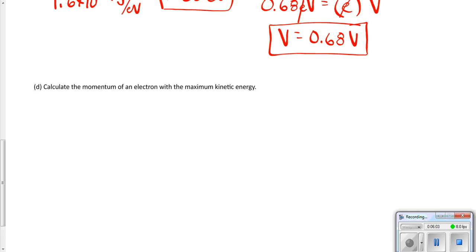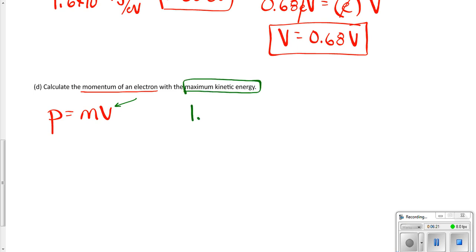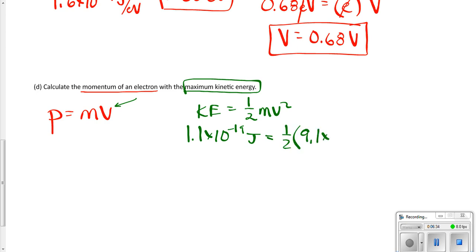Now, the last part is relatively simple. There are other ways to calculate momentum of photons and things like that, but momentum of particles which have mass is straightforward. p equals mv. So we need to first determine the velocity of that particle. Well, with this kinetic energy, it's not too hard. Kinetic energy equals 1/2 mv squared. 1.1 times 10 to the negative 19th joules of energy, as given in the problem, equals 1/2 times the mass of an electron, 9.1 times 10 to the negative 31 kilograms, times v squared. Solve for velocity.